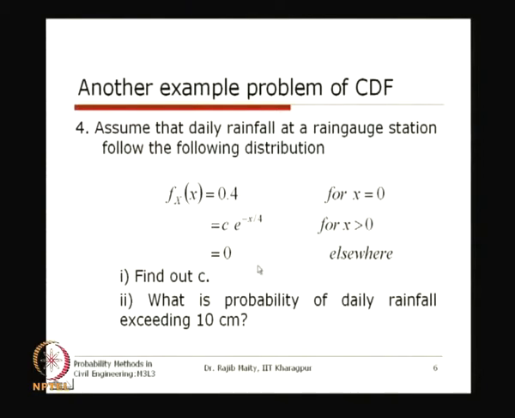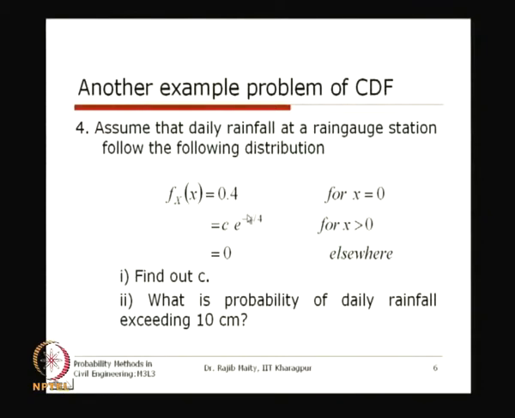So this is the complete description of the CDF, and this is an example of a mixed distribution where there is a probability mass concentrated at 0 and a continuous distribution for values greater than 0. So first we have to find out C, and then we have to answer: what is the probability of daily rainfall exceeding 10 centimeter? Here x has the unit of centimeter.